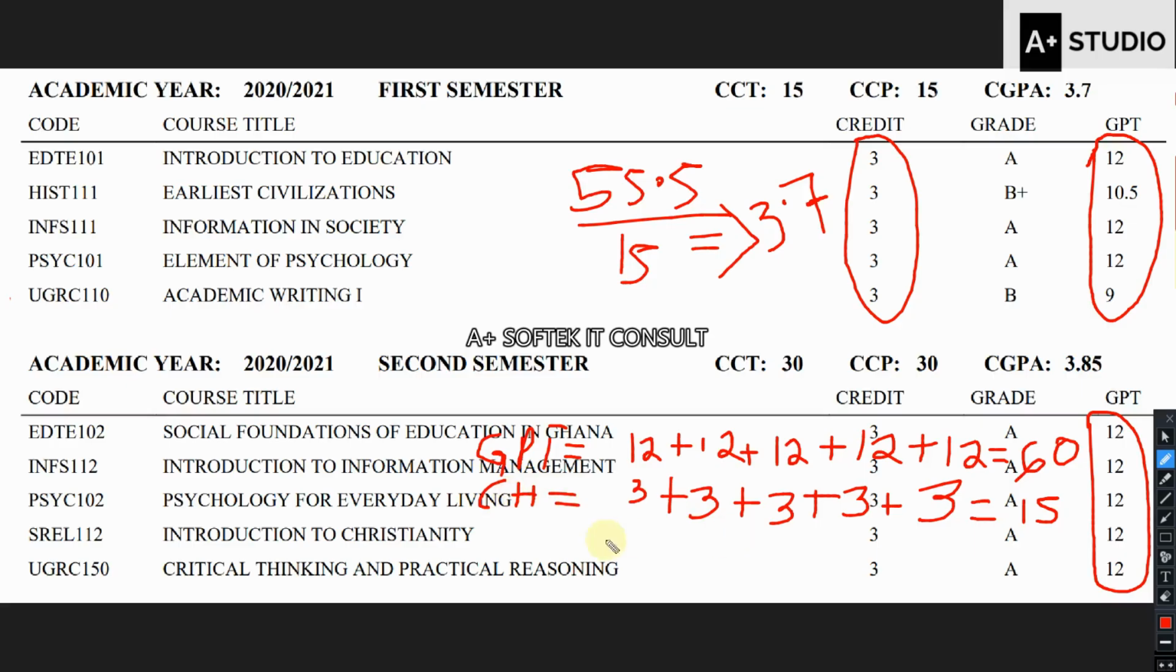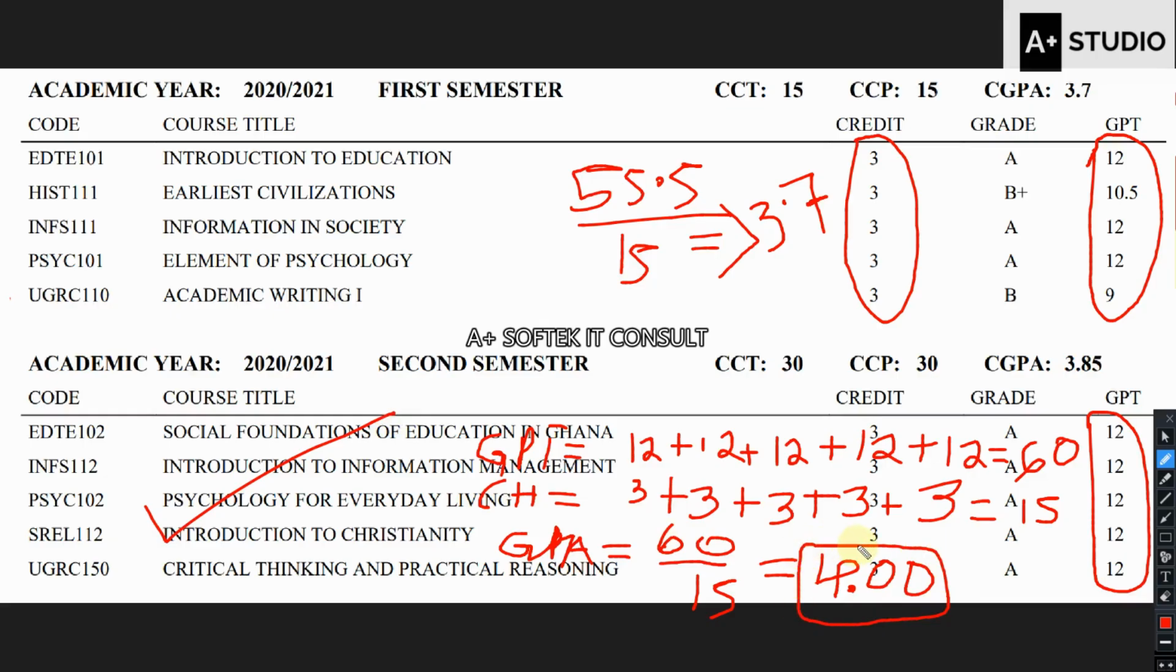So GPA is equal to 60 divided by 15, which is going to be 4.0. Which means this particular semester, the performance of the student was distinction, that is 4.0. Okay, so that is the performance of the student in that particular semester.